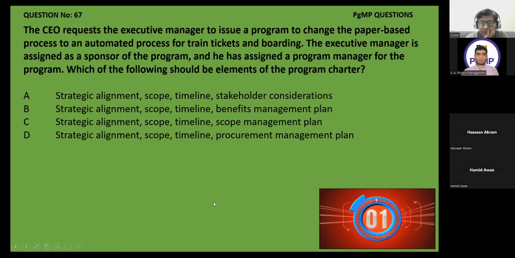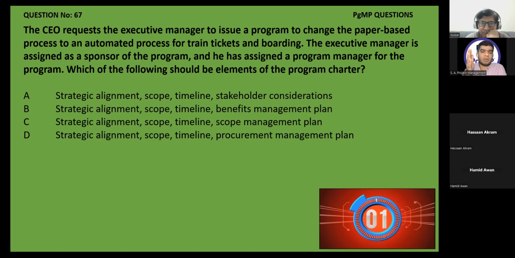Yes, actually, I was thinking about the program life cycle diagram which you showed in our early sessions. According to that diagram, the benefits management plan, scope management plan, and procurement management plan are taken care of during the execution of the program, not at the charter stage. So the only choice left is the stakeholder considerations, which need to be considered in the program charter in order to manage the stakeholders during the execution. Okay, so you are right, but I will give you a better explanation.